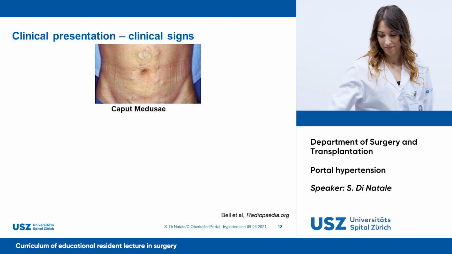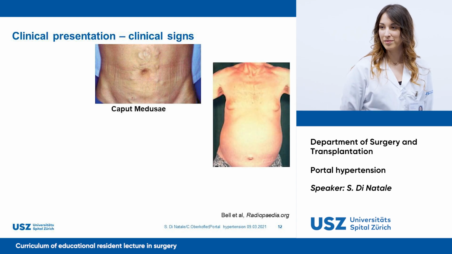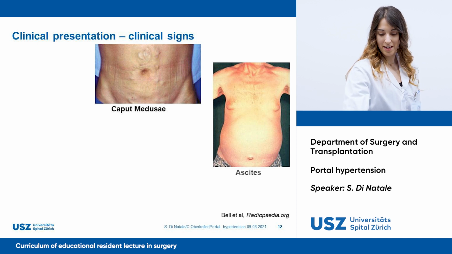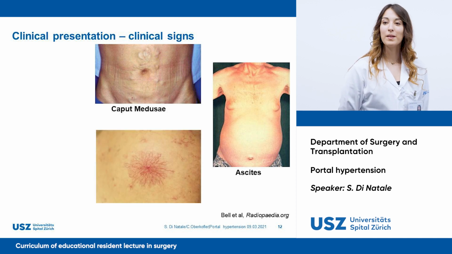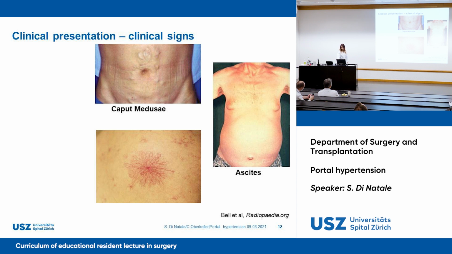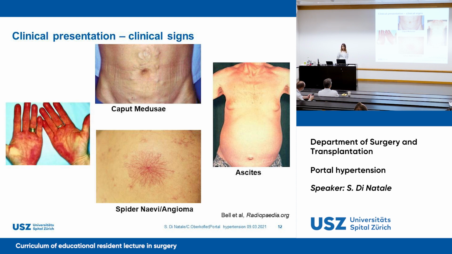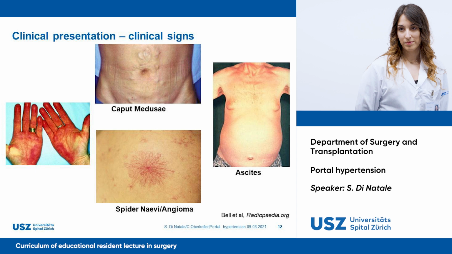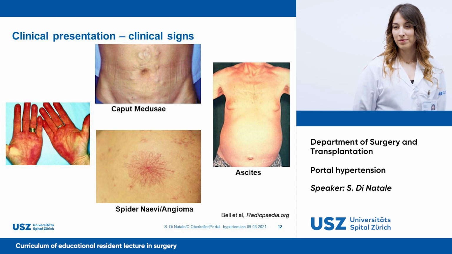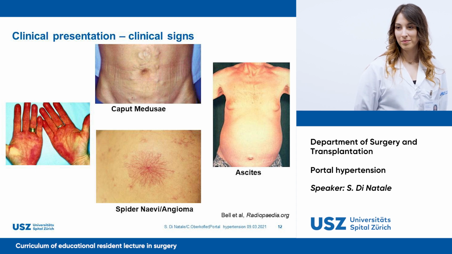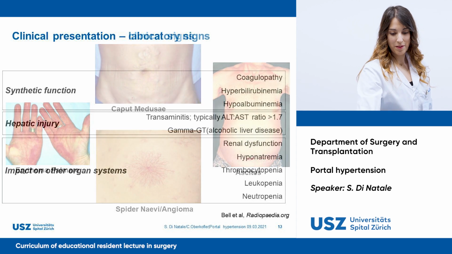This is the next one. This is ascites, maybe this one. Spider nevi. Thank you. And the last one. Erythema palmare. Very good. Thank you very much.